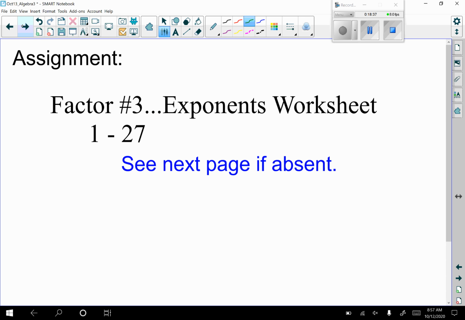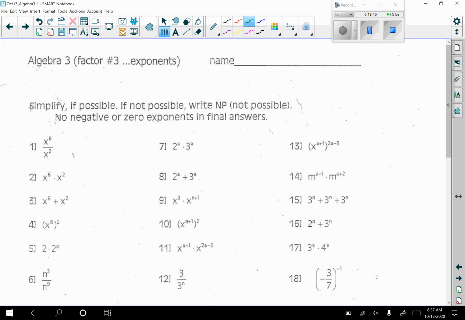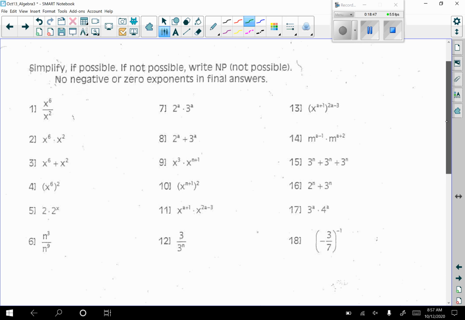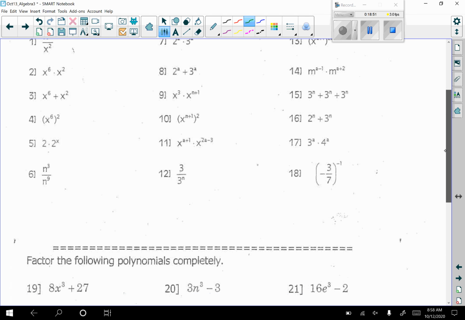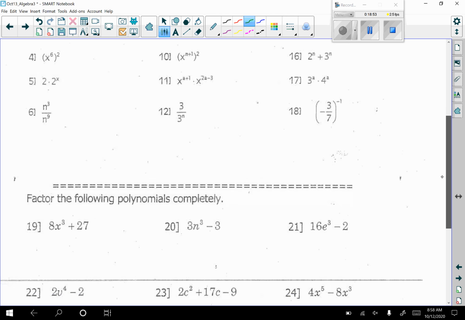Your assignment is to work on this factoring worksheet 3, 1 through 27. So I will have this as a separate PDF post. And we're still going to continue more tomorrow. At the very bottom, I have more practice with factoring.